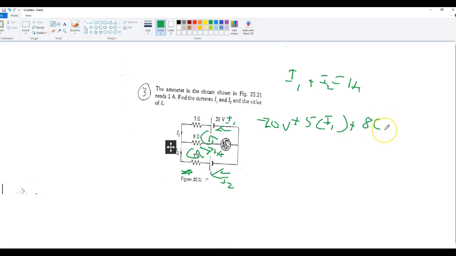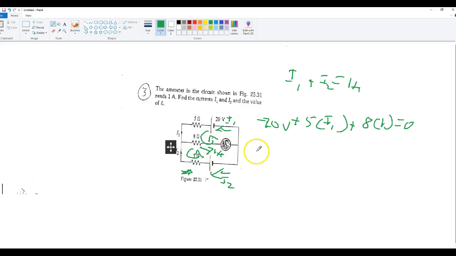But we already know what it is. We don't have to write I1 minus I2. It's given to us. We can literally just write 1 amp right in there, equal to 0. And by the way, notice this solves for I1 immediately, which is going to be important in a second.